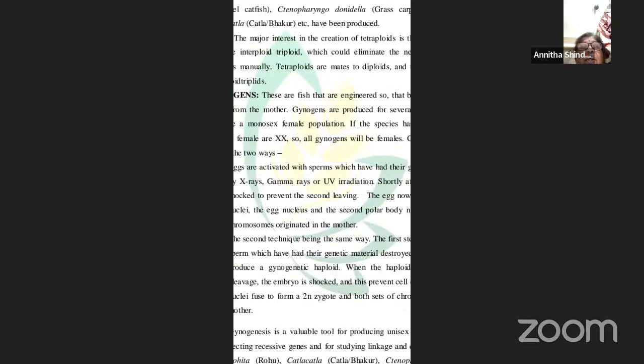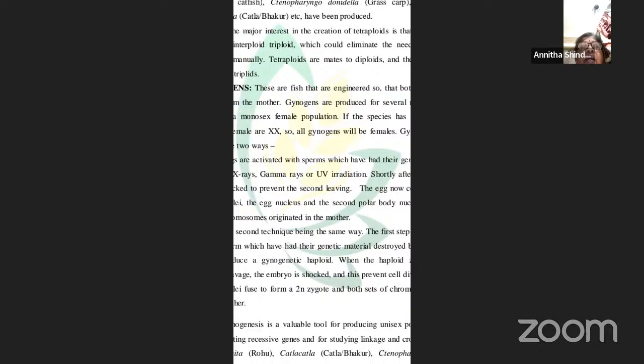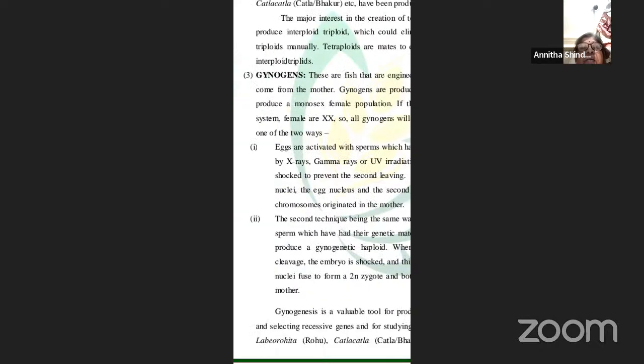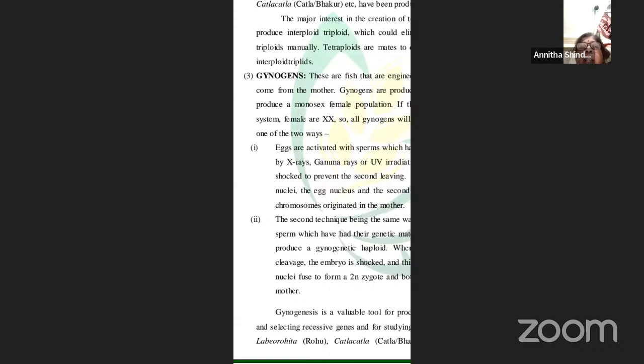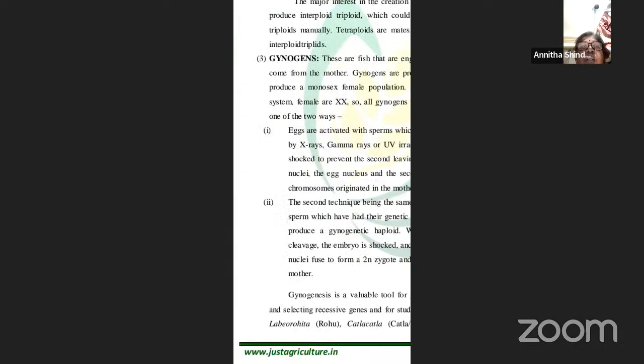The first is to produce a monosex female population. If the species has an XY sex determining system, then females are XX, so all gynogens will be females. Gynogens are produced in one of two ways.